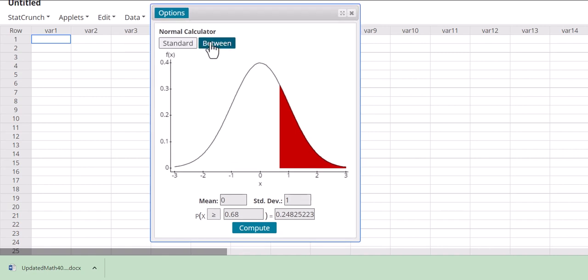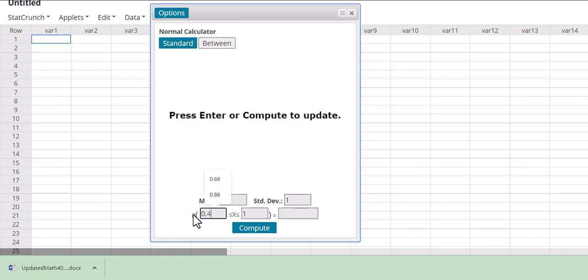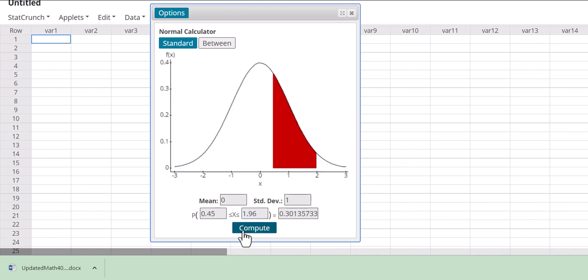And now switch to between, and notice that it gives us between two values. So now the one that we want to do is the one that we just did, let's just check it. It was the area between 0.45 and 1.96. And click compute, and there it is, 0.30135. So we might be a little off just because we were rounding before using the table.